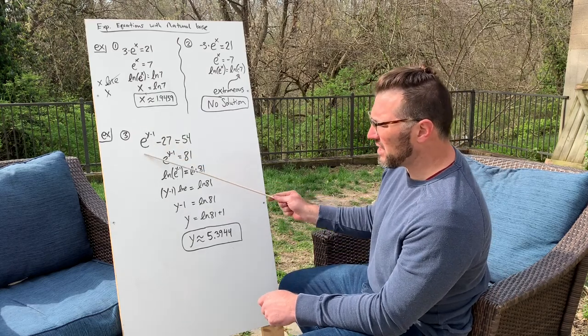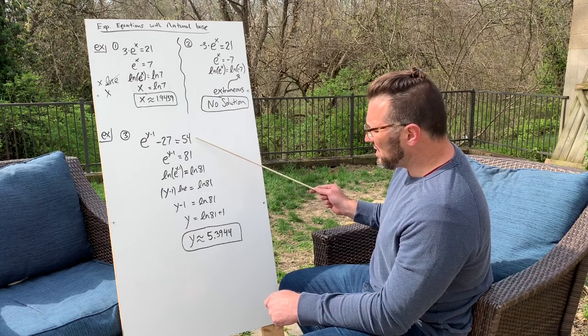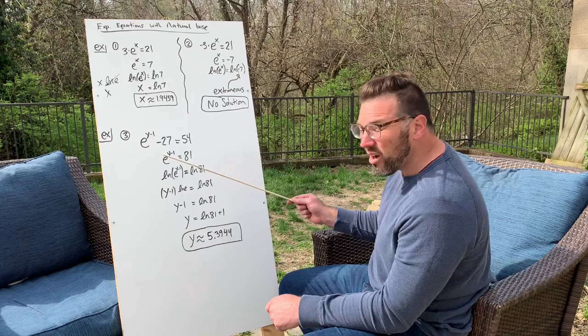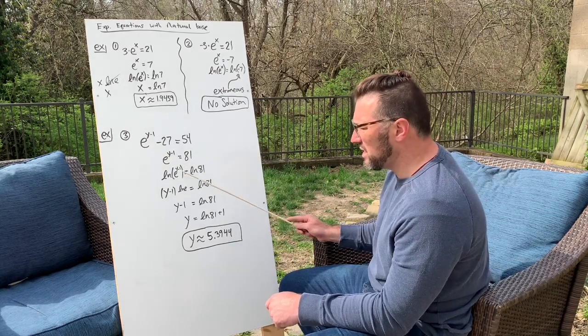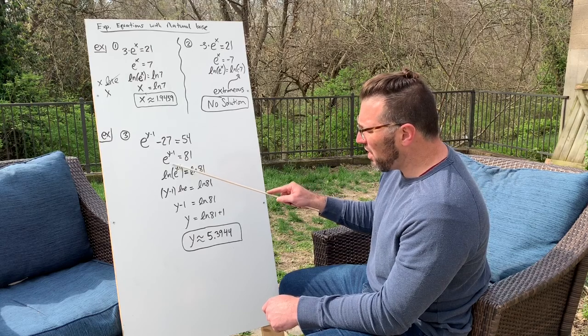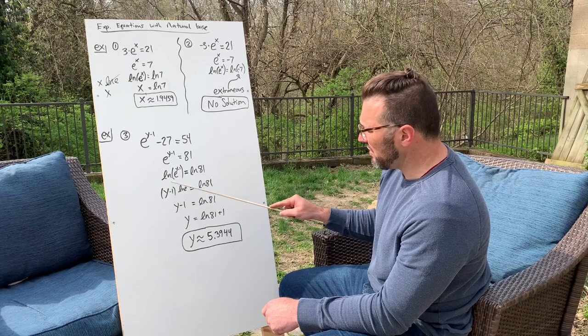Last example. How about this guy here? Well, first we need to isolate the exponential. Add 27 to both sides. So we add 27 to this, we get 81. Now that this is isolated, we could take the ln of both sides, or use both sides as an input into ln. When we do that, we can use properties of logs to bring this y minus 1 out front.